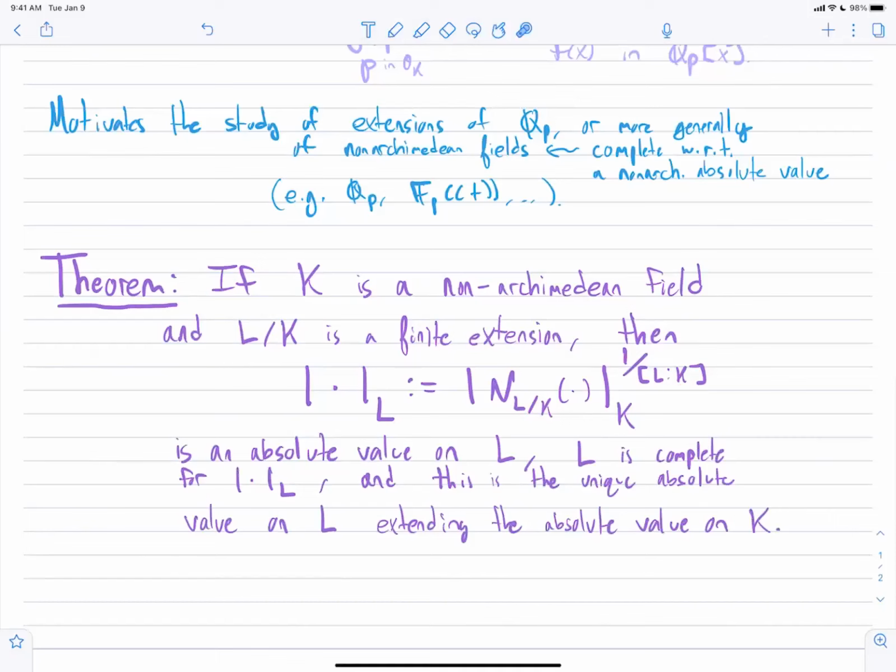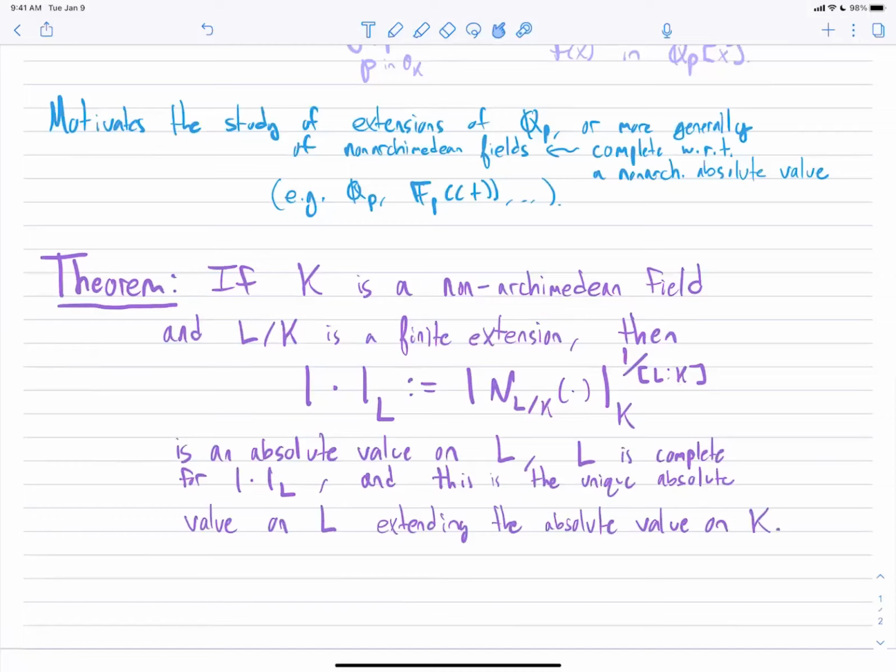I mean, we saw, maybe an exercise, that if you have a quadratic extension and a prime that splits, then each of the two primes above that are going to define different absolute values. So we're really using here that K is complete. That's built into what it means to be a non-Archimedean field. Okay, so this is going to be a very powerful theorem.